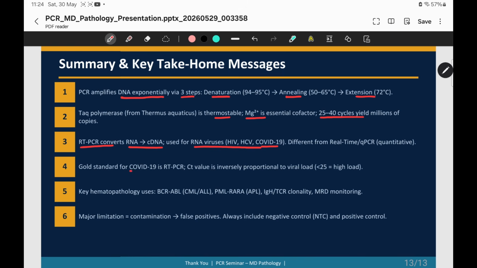Gold standard for COVID-19 is RT-PCR. CT value is inversely proportional to the viral load. Less than 25 indicates high viral load. The key hematopathology uses are BCR ABL1 in CML and ALL, PML RARA fusion in APML, and IGH TCR clonality assessment and MRD monitoring. The major limitation is contamination, which gives rise to false positive results. So we should always include negative control and positive control.